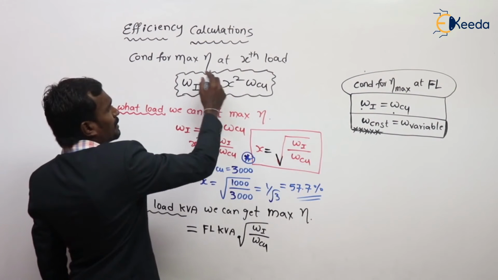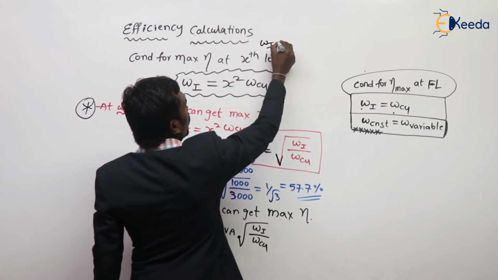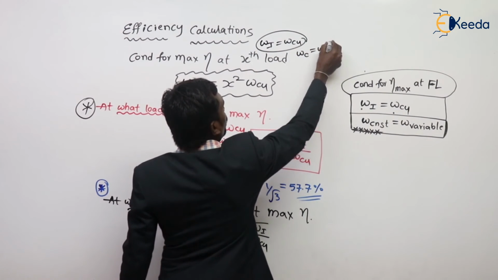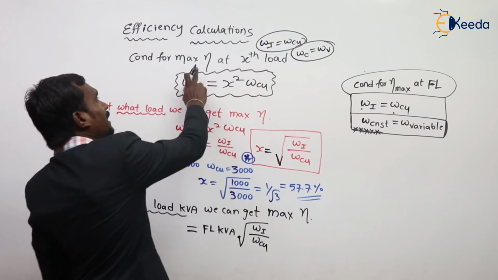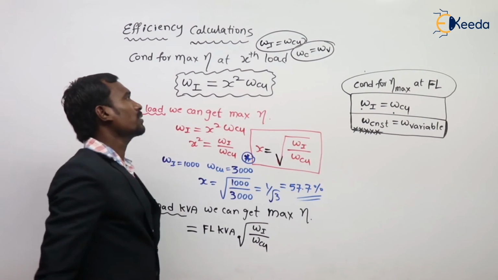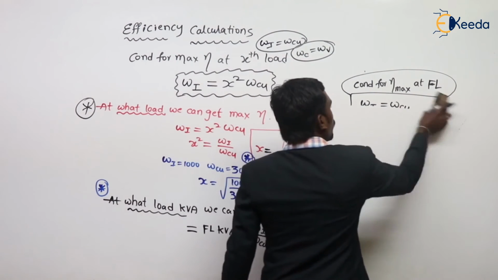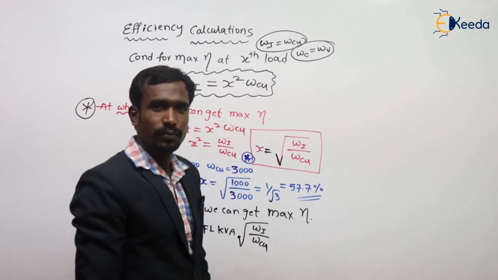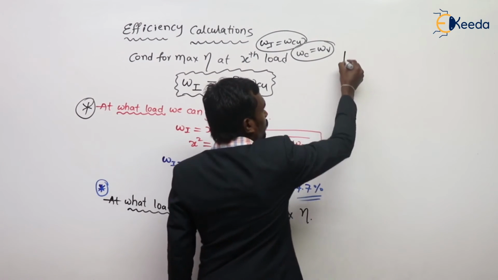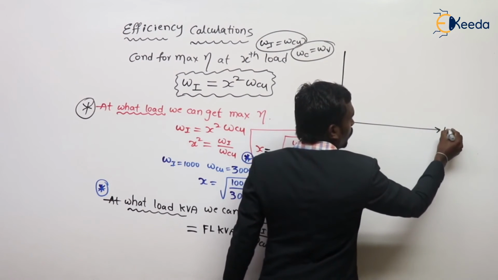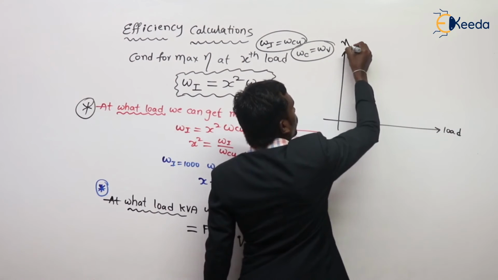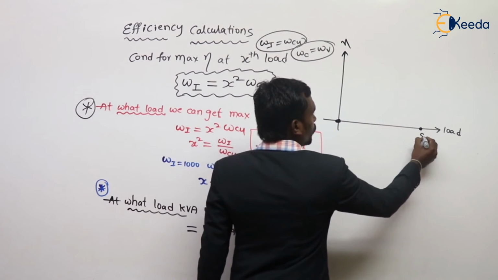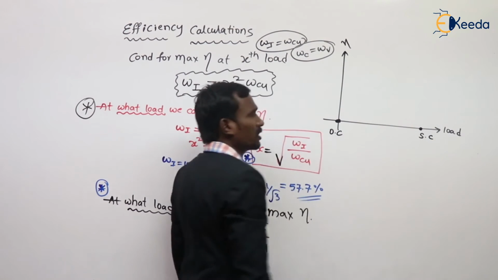Generally, the condition for maximum efficiency is iron losses equals copper losses, or constant losses equals variable losses. But at x load, iron losses is equal to x square times the copper losses. That is the formula. Now, take a graph. This is load and this is efficiency. This is at no load, and this is at short circuited condition. This is open circuit condition.